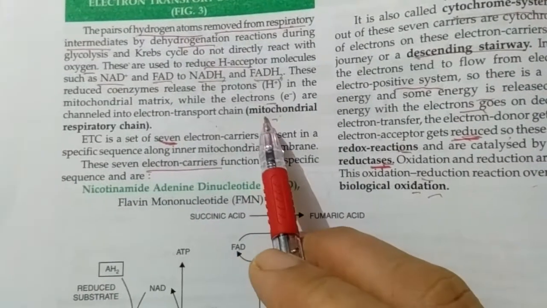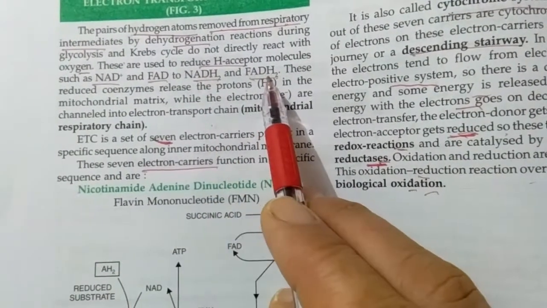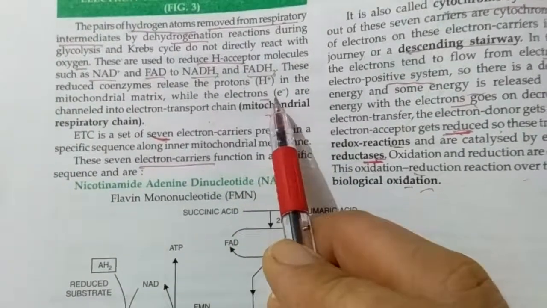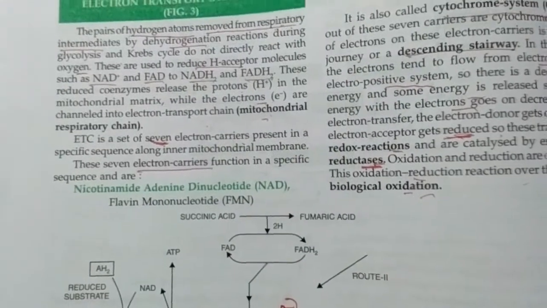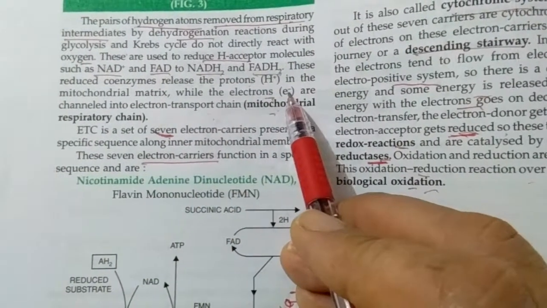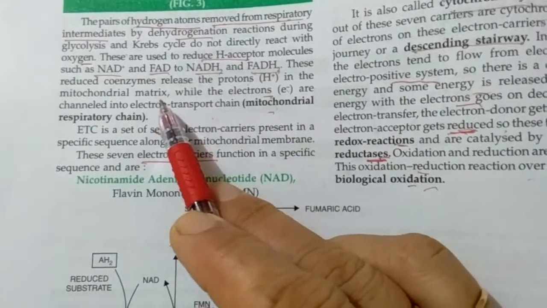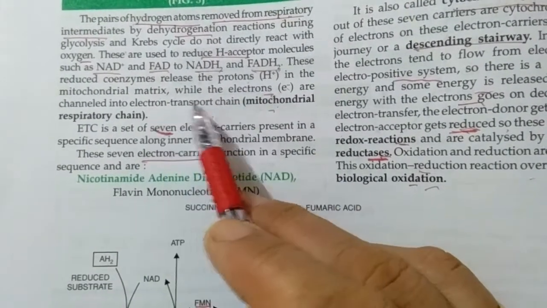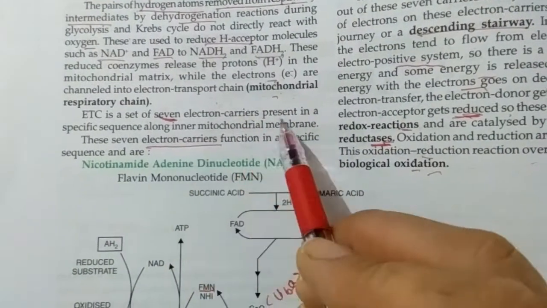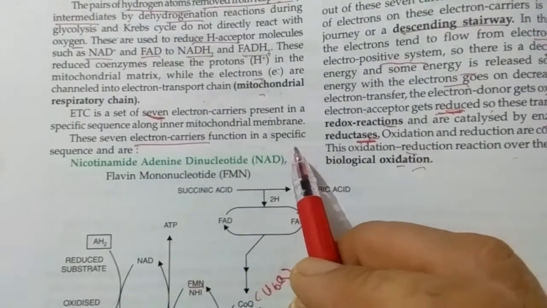So how is the electron actually formed? This hydrogen of NADH2 and FADH2 will break down into one proton and one electron. The proton will be liberated into the matrix only, but the electron will pass on through the electron transport chain. Electron transport chain is made up of 7 electron carriers. So we are coming to what those 7 electron carriers are.